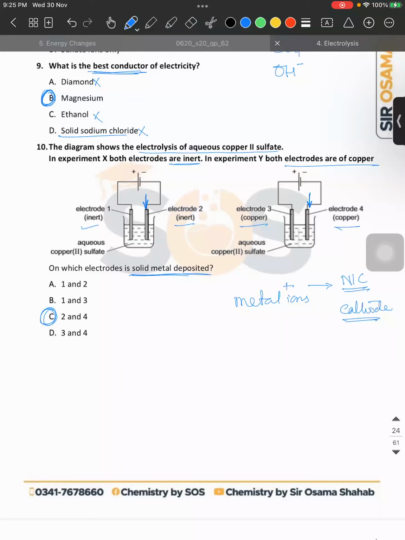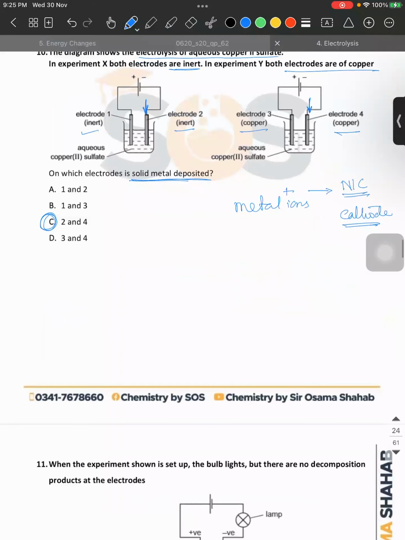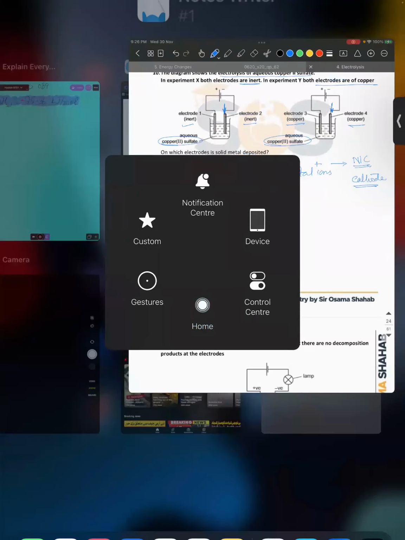Yes, sir. Yes. Again, one more thing is they are giving a copper sulfate solution. So we know that copper is less reactive than hydrogen. So definitely the metal is going to be deposited. In case they used sulfuric acid in the other cell, maybe there could have been some changes in the question, but right now we have the copper sulfate MCQ.